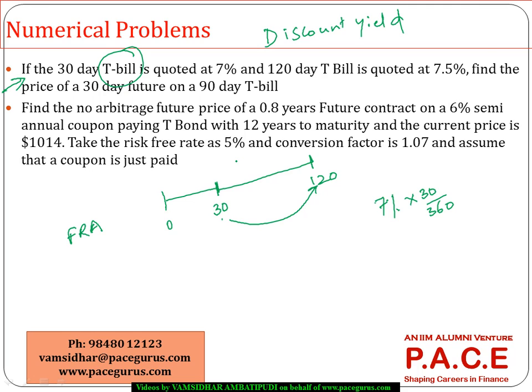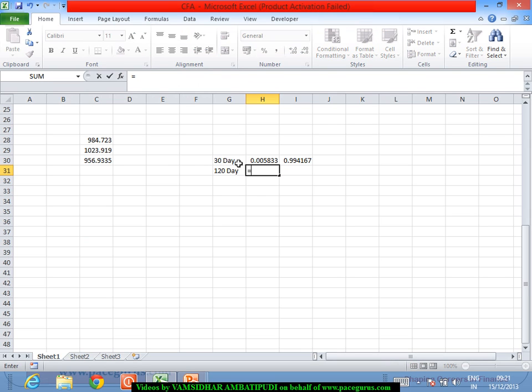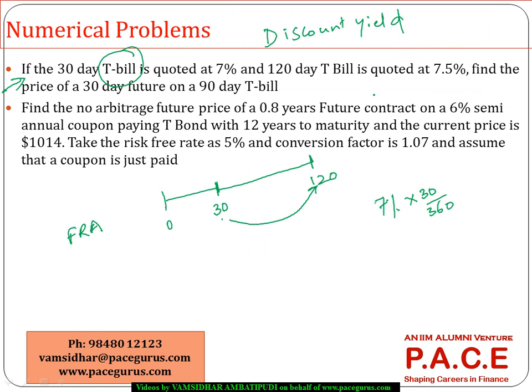Similarly, for the 120-day treasury bill, the interest rate is 7.5%. So what would be the typical discount for this? 7.5% into 120 by 360. So the price of this is going to be 0.975. If I want to find the futures price between 30 and 120 days, it is nothing but the ratio of these two. So the 120-day price divided by the 30-day price works out to 0.9807. So the futures price for this is working out at 0.9807.